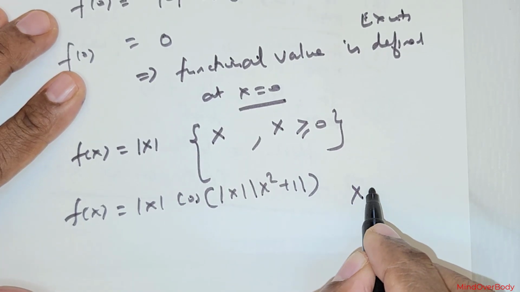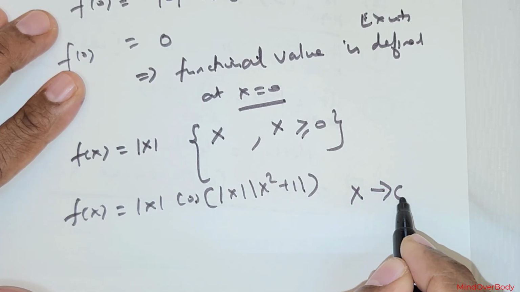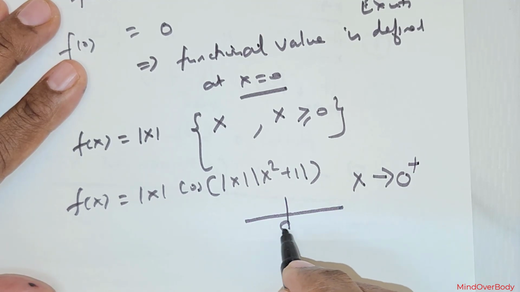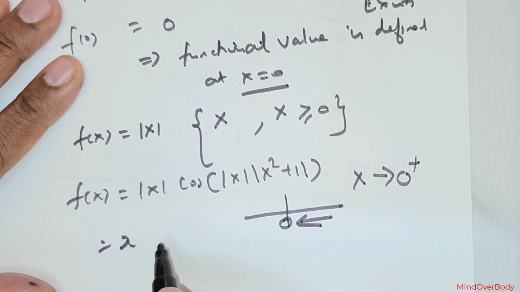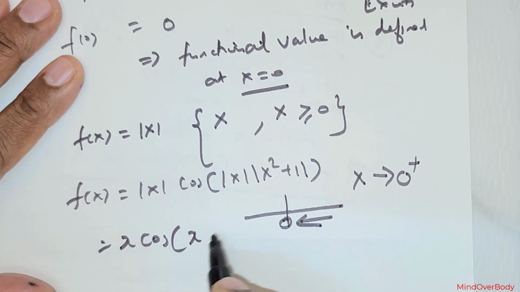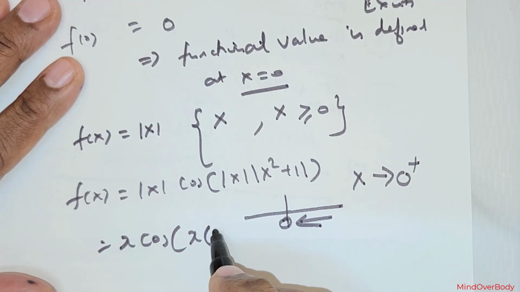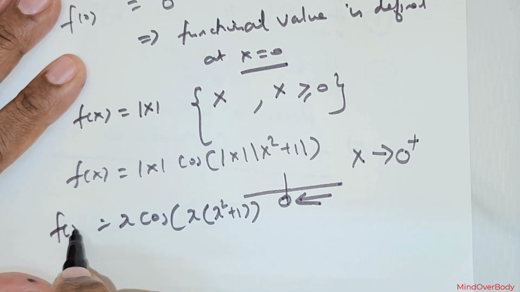So indirectly what I'm asking you is what happens to the function when x is tending towards 0 from the right hand side. So you have this number line and 0 is present here. So we are moving towards 0 from the positive end. So clearly modulus of x is going to be equal to x, cos of x. This is clearly going to be a positive value, right? So this is going to be x squared plus 1.